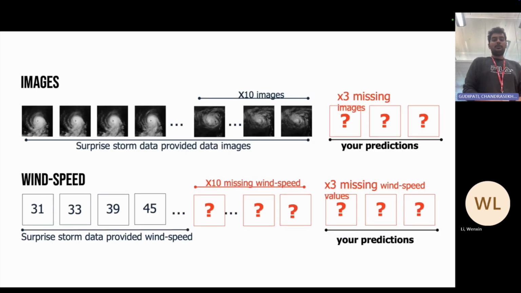This brings us right into our problem statement. The job is to predict 3 missing images and to predict wind speeds for 10 existing images and 3 of our predictions. So that's what we're going to look into right now.